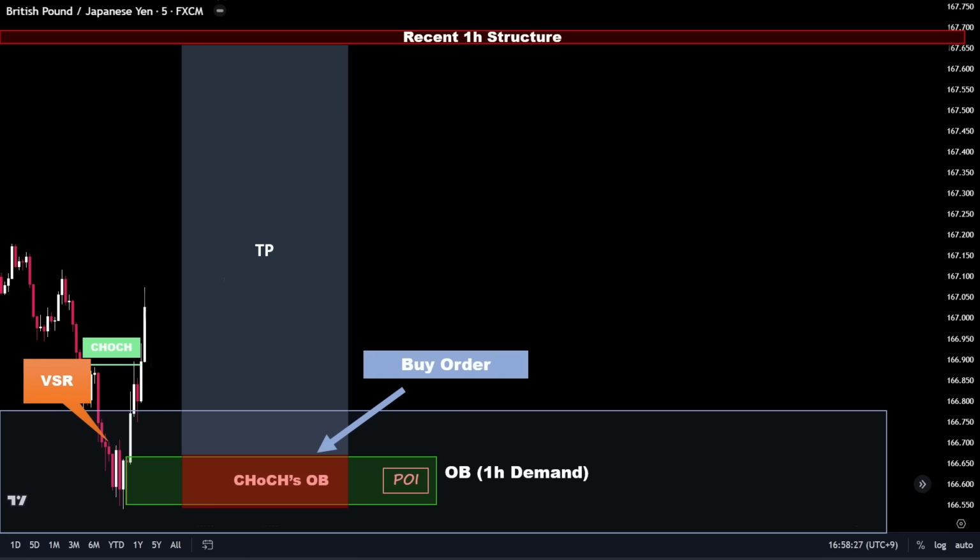As for our take-profit target, we are aiming for the recent major 1-hour structure, as it presents a significant level where we expect price to potentially reach. By setting our entry, stop loss, and take-profit levels, we have established a well-defined trading plan for this setup. Now, we must monitor the market closely and let the trade unfold according to our analysis.